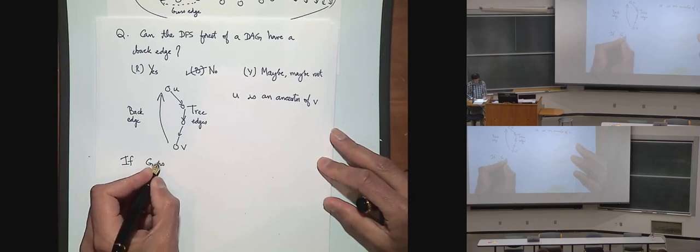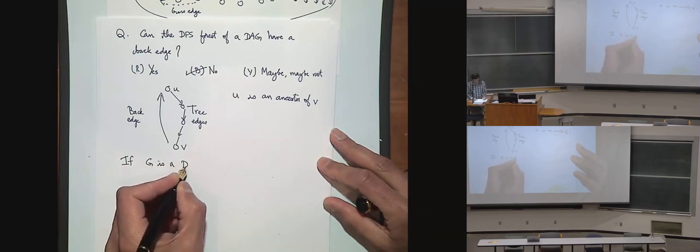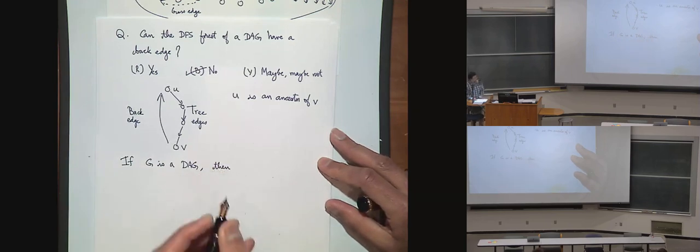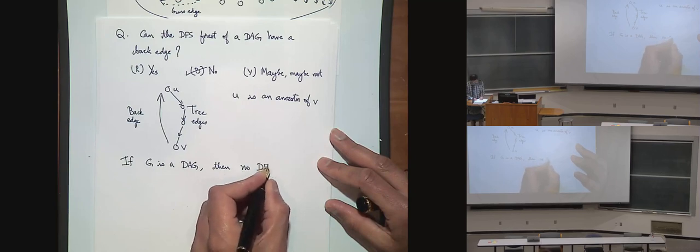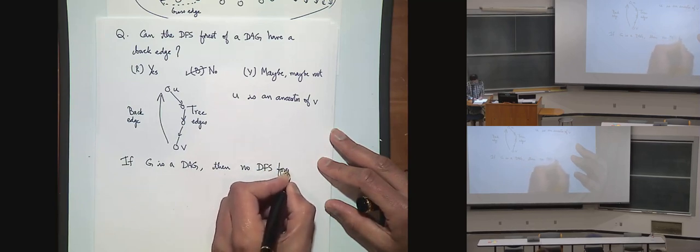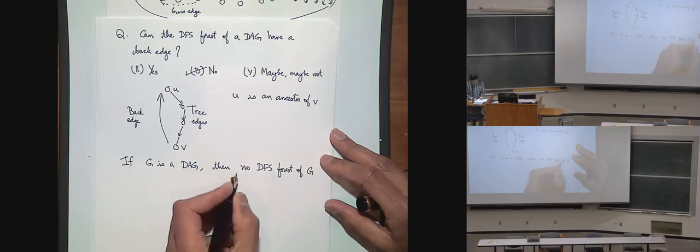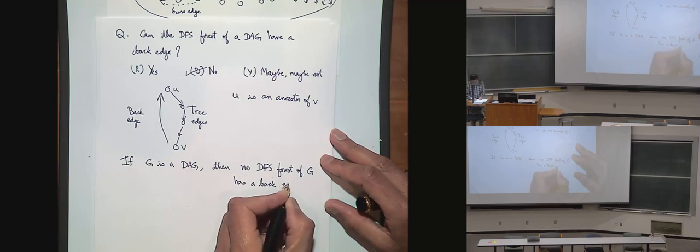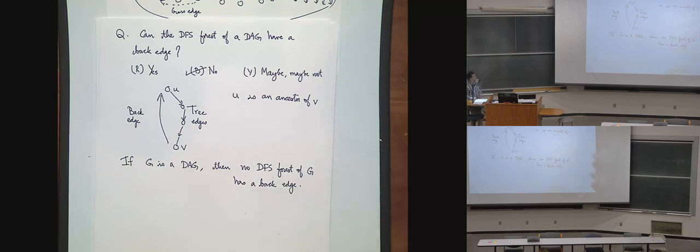If G is a DAG, then no DFS forest of G has a back edge. Right? That's the statement. What is the converse of this statement?